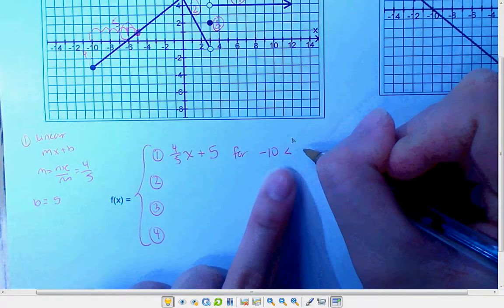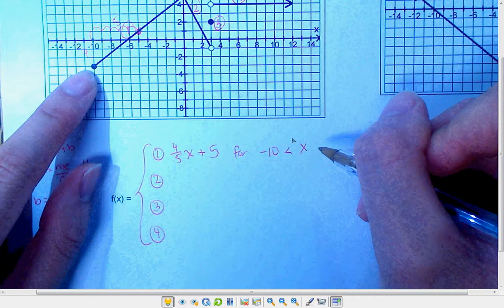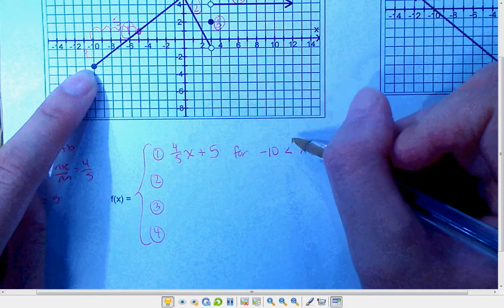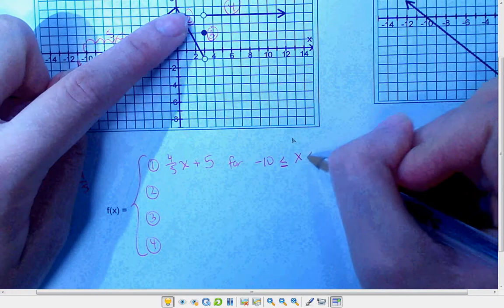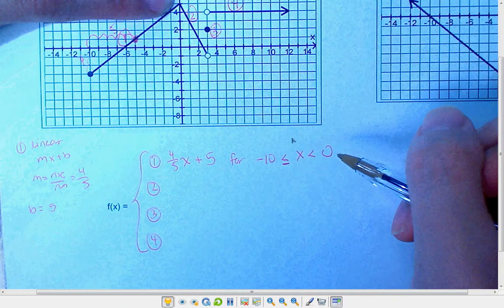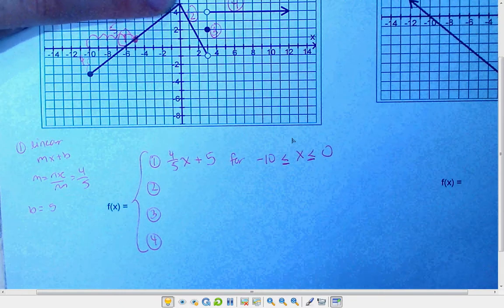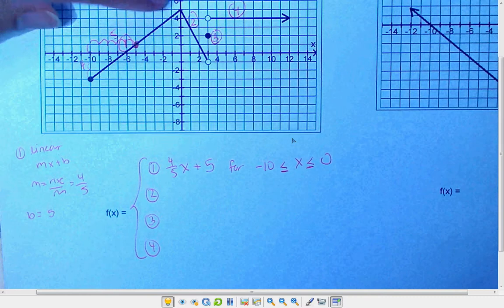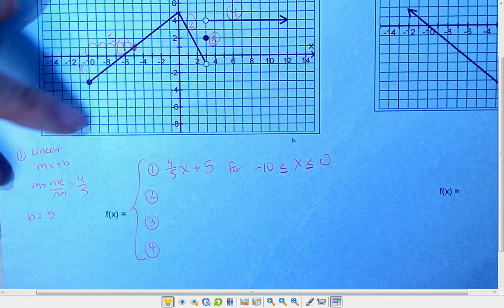So at -10, we want our x to be greater than -10. This is a closed point, so we're going to have an equal sign underneath it. And also we want x to be less than 0. Since there's no hole there, we're also going to put a closed point, so we're just going to put equal to because there's no hole there. So we're going to include the 0. From -10 to 0, our graph looks like this line.